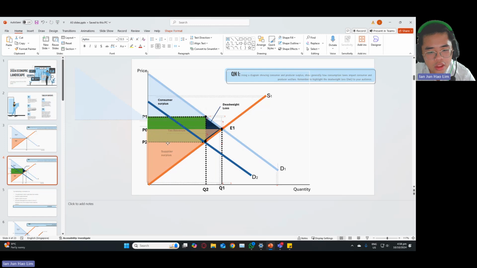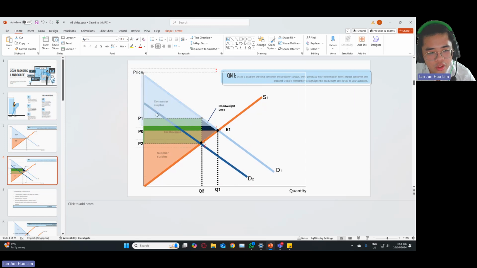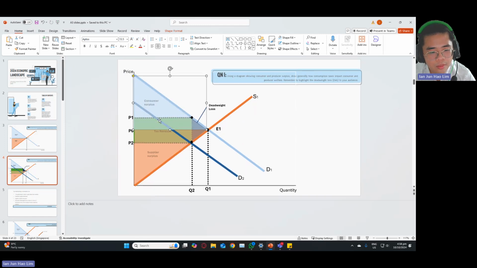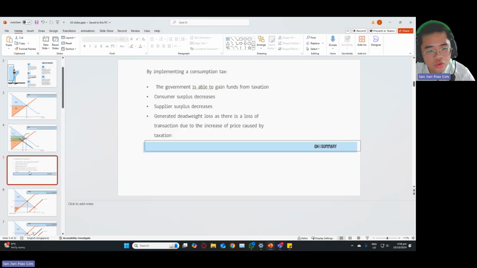So as you can see here in this case, after introducing the tax, both suppliers and consumers result in a loss of surplus and a loss of trade transactions after the introduction of tax and increase in price. As I said, consumer surplus decreases, supplier surplus decreases, and the government is able to gain funds. But it does come at the cost of a deadweight loss and loss on transactions.